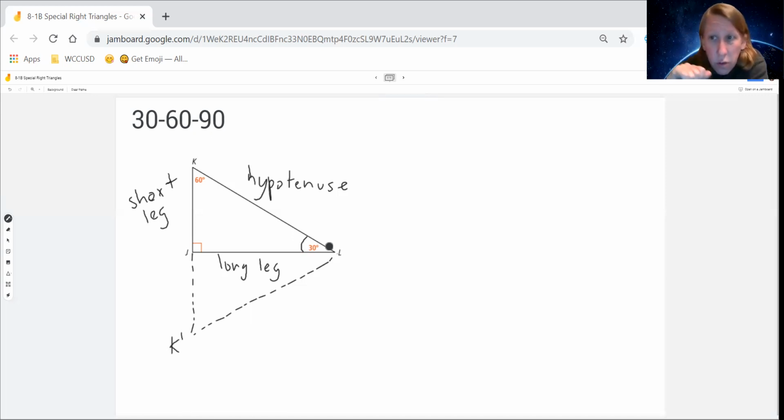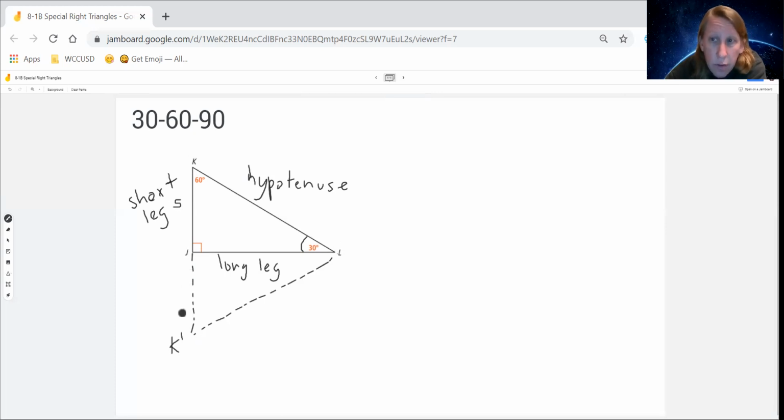Okay, so the cool thing about 30, 60, 90s and 45, 45, 90s, if you have one side, you can find the other two. With all right triangles, you need two sides to find the third side, but with special right triangles, you only need one side and you can figure out the other two, which is kind of cool. So if I told you that this short leg was 5, could you figure out the hypotenuse? Well, KJ is 5. What's JK prime?